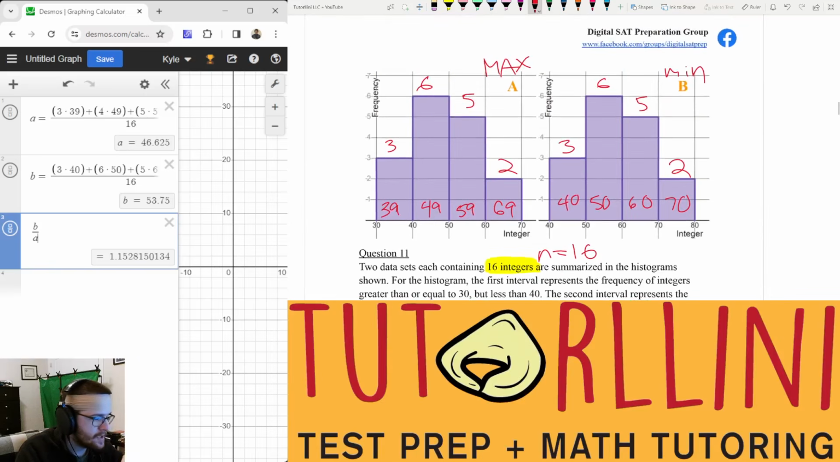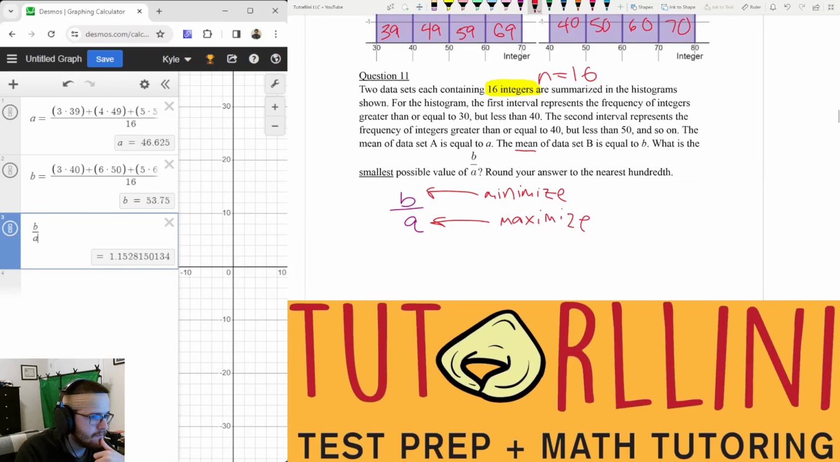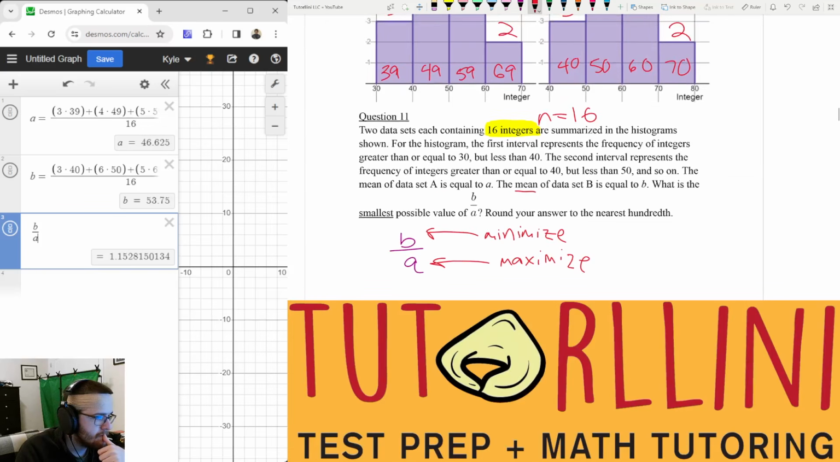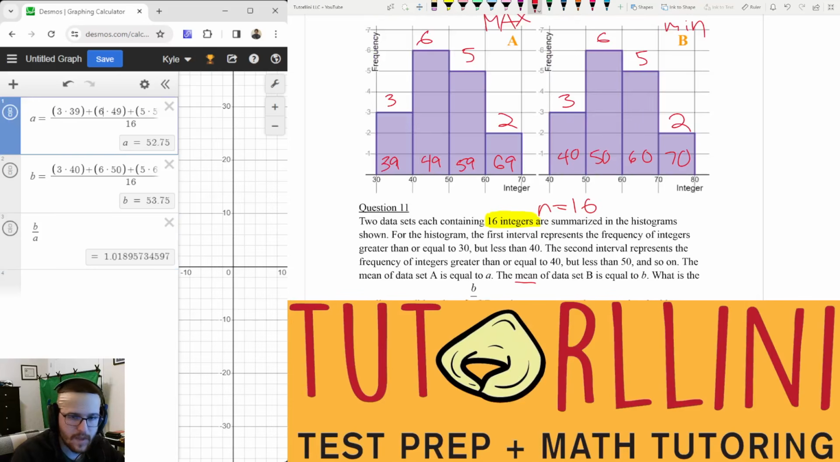Okay, I think I might have done something wrong. Let me just double check. Okay, yep, I had a 4. I just typed it in wrong. I had a 4 where I should have had a 6, like up here. Okay, so I was wrong. A is 52.75 and B is 53.75. And B over A, we get 1 point, rounded to the hundredths, that would be 1.02. We round up because of the 8.